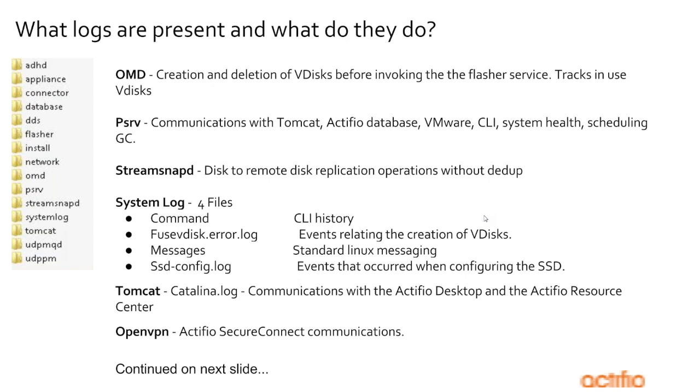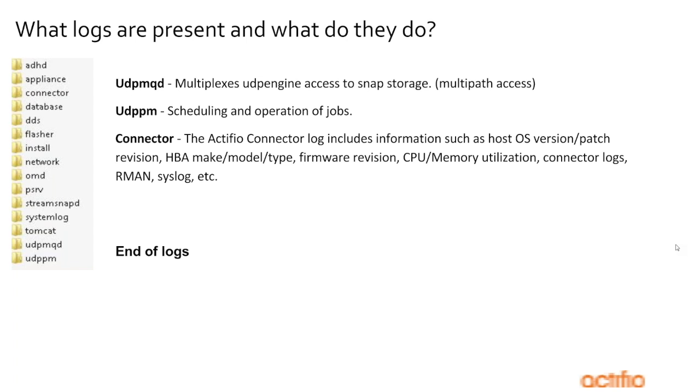Then we've got the OpenVPN logs. Now this is strictly for Secure Connect. That is the connection mechanism by which our support or services team may use to connect directly to your appliance remotely. Almost done. So next we've got UDPMQD. We really don't spend much time looking at this one.